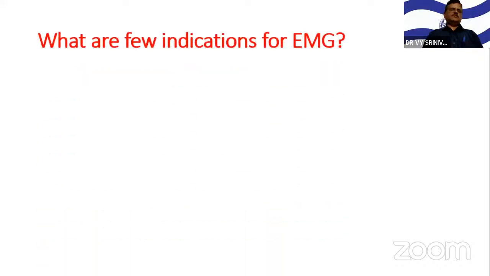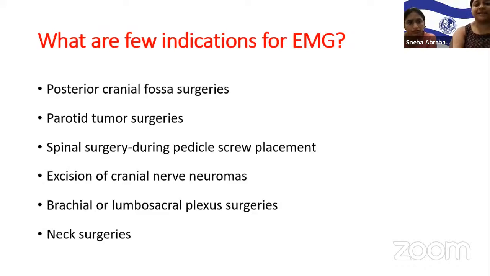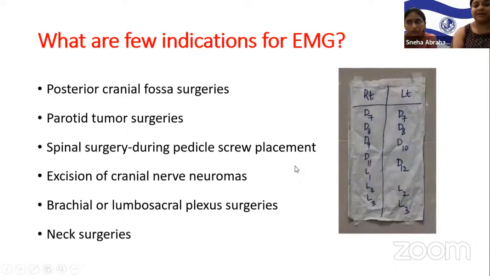What are a few indications for EMG? The indications for electromyogram include posterior cranial fossa surgeries, parotid tumor surgeries, and spinal surgeries during pedicle screw placement. In our case, this is the area where the pedicle screws were placed. It is also used for the excision of cranial nerve neuromas, brachial or lumbosacral plexus surgeries, and in neck surgeries.